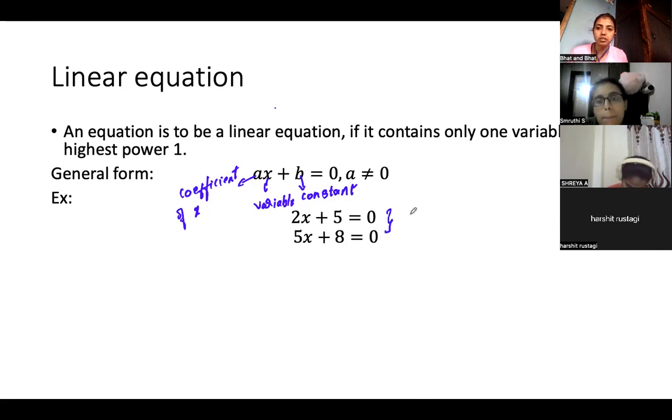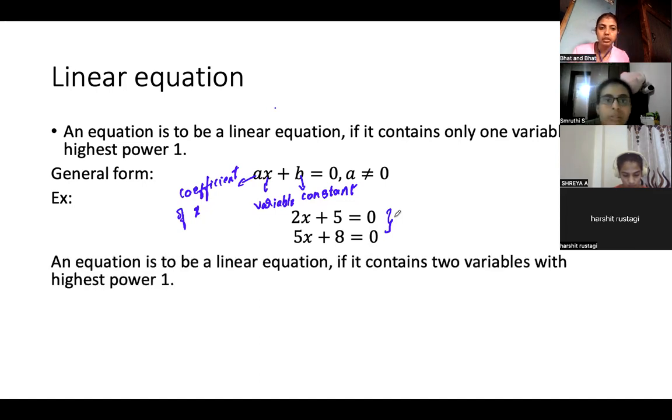Pair means how many will be there? Two of them. So this is a pair of linear equations containing one variable. Now, our lesson name is pair of linear equations containing how many variables? With two variables.